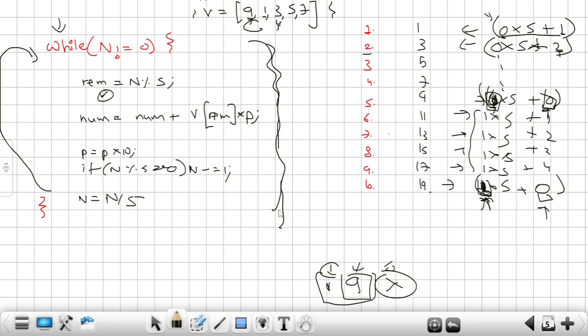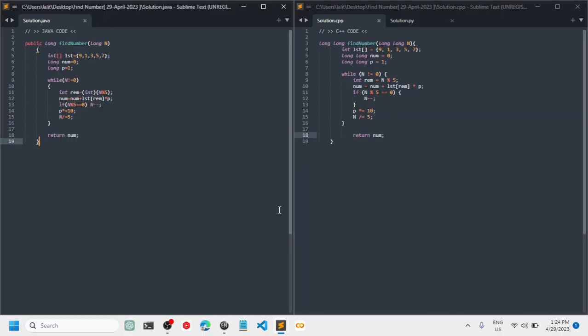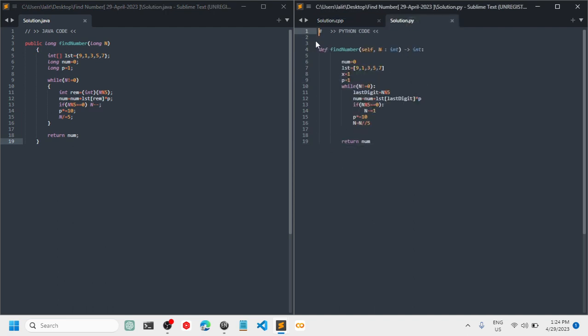I hope you have understood the problem and the intuition and the approach as well. So let me show you the code. This is the code that we need to write. The code is very short and simple, you can see here, but I hope you are clear with the idea. This is the C++ code that we have, and this is the Python code.